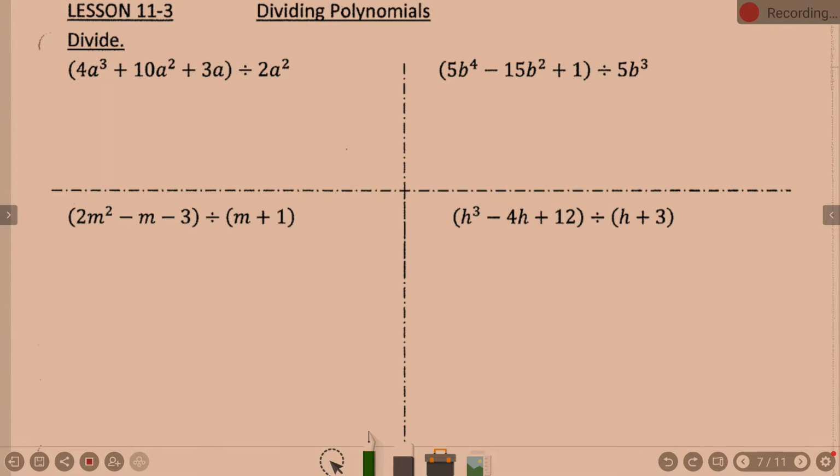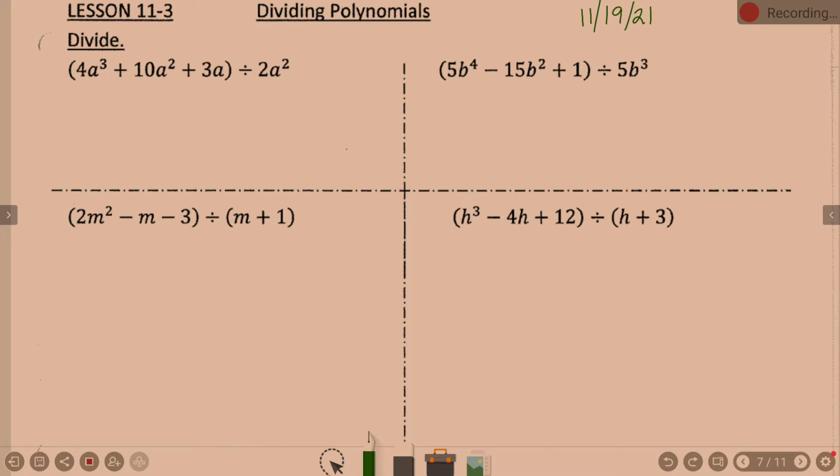Okay. Lesson 11.3 is all about dividing polynomials. So we're going to delve into just the dividing. And then you and I kind of talked, we're going to do the top two, and we'll save the other two for Monday.